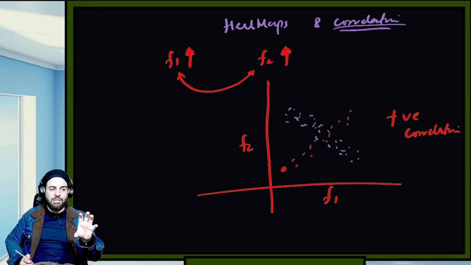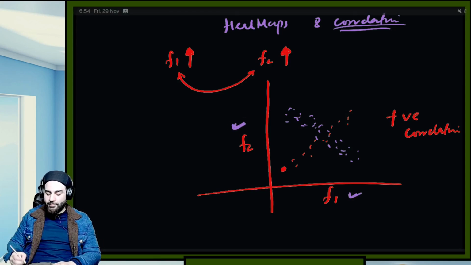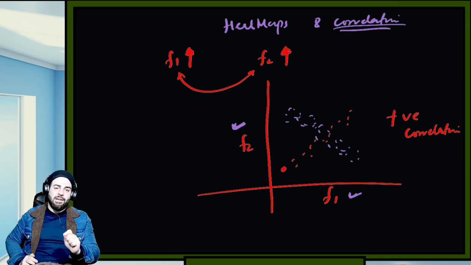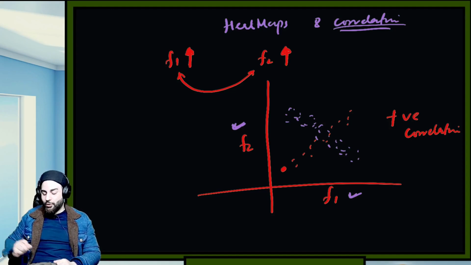Knowing something about one thing can tell you something about the other feature. Knowing something about f1 can tell you something about f2. So this is what I mean by correlation. So again, to highlight this point, do not get correlation confused with causation. Causation is something else. Okay, so this is the correlation. Now heat maps are a way to visualize them.